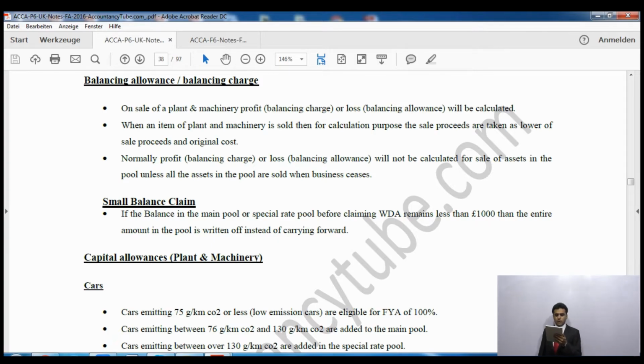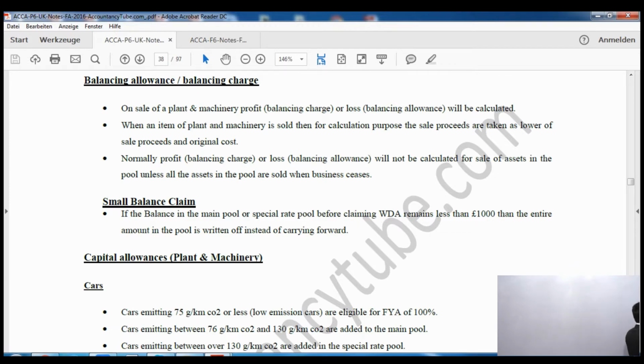So it will only apply before applying the writing down allowance. If the balance in the main pool or special rate pool, before claiming writing down allowance, remains less than £1,000, then the entire amount in the pool is written off instead of carrying forward. So we'll use the entire amount instead of the 18% or 8%. When I say entire amount, it will be added in the capital allowance. So all of these things are capital allowances, and we'll keep adding all of them. Whatever the big chunk will be at the end of the capital allowance figure, that will be deducted out of the trading profit.